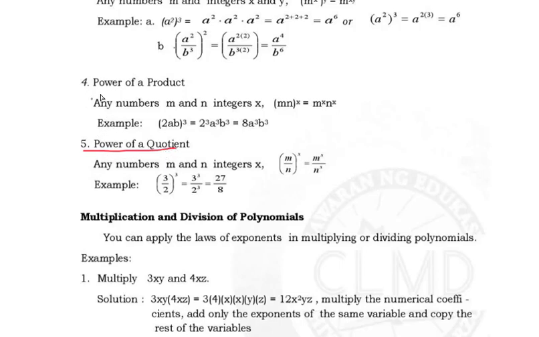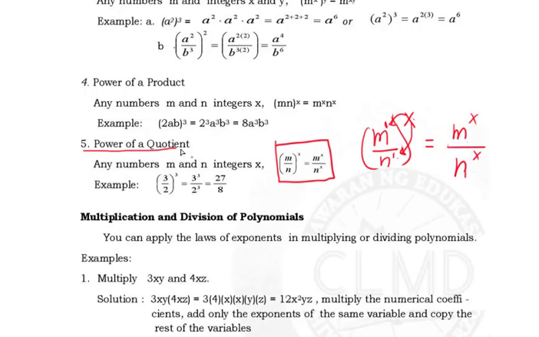Okay, the last one is the power of a quotient. In the laws of exponents, we only have product and quotient, or multiplication and division. For the power of a quotient, since a quotient is raised to a power, it is division. For any numbers m and n and integer x, here is the formula: m divided by n, raised to the power x. We distribute the exponent to m and to n, so it becomes m raised to x and n raised to x.